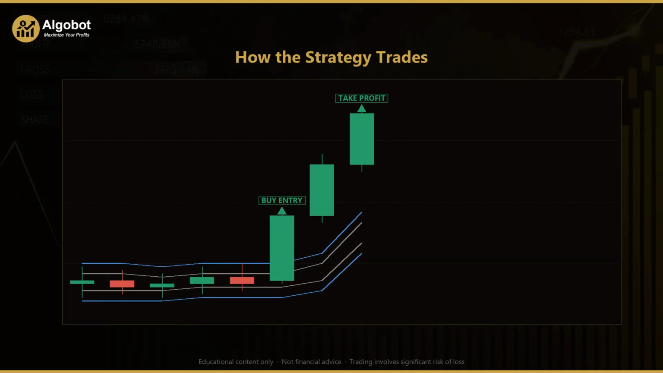At the moment of entry, the expert advisor measures the average true range and places a protective stop below the entry at 1.8 times the average true range and a take profit above it at 3 times the average true range. That gives a target to stop distance of roughly 1.7 to 1 on this trade.